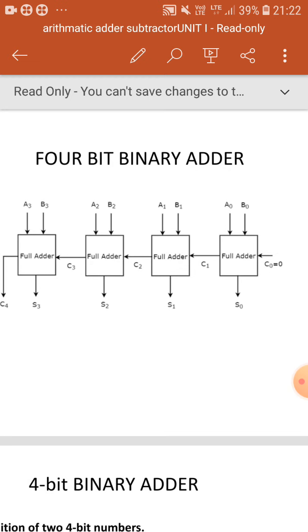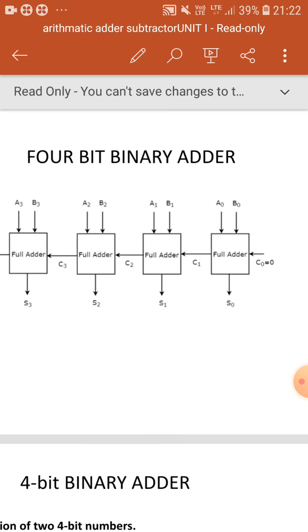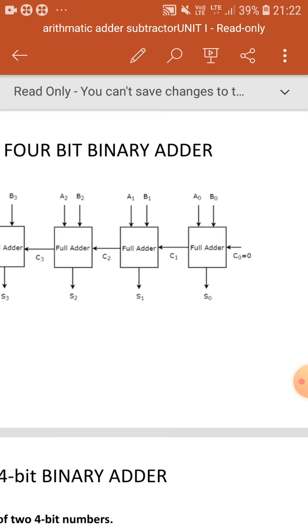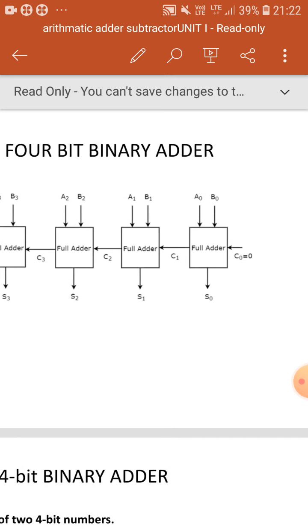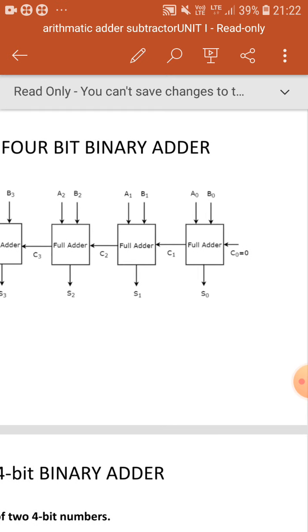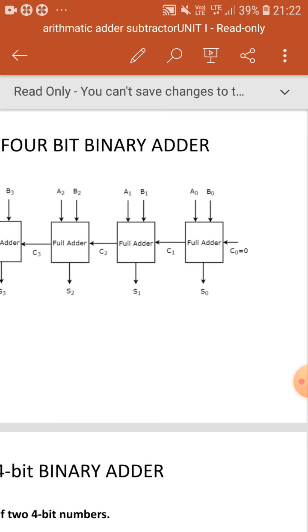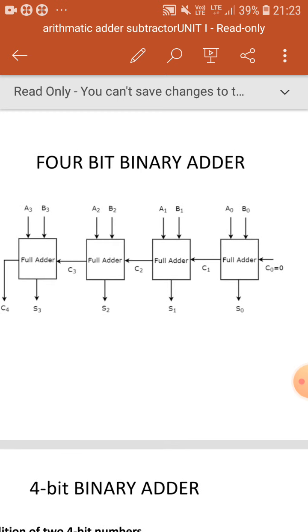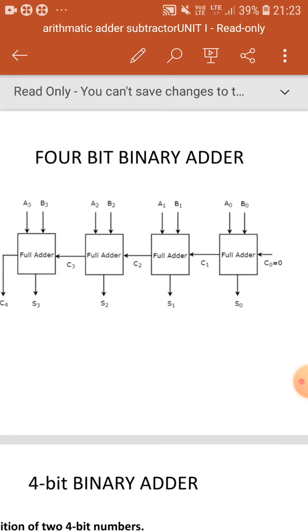A0 and B0 are applied to the first full adder. Here we are setting carry in equal to 0. So the first full adder adds A0, B0 and C0. The result will be S0 and C1. S0 is the sum, C1 is the carry.